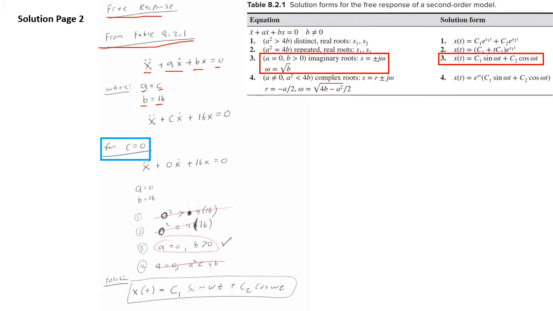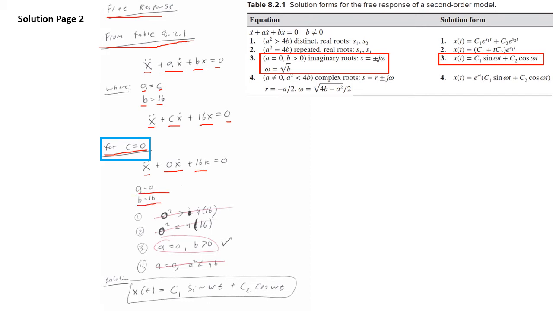So we plug in here, we have x double dot plus cx dot plus 16x is equal to 0. But this is for a c of 0 for this particular case here. So now this reduces down to x double dot plus 0x dot plus 16x is equal to 0 when we plug in those known values for this problem here.